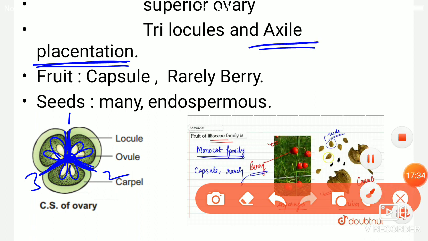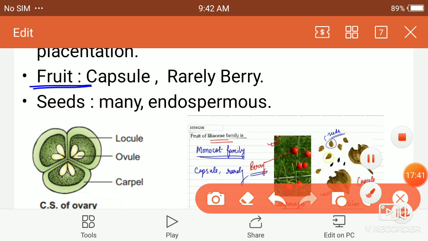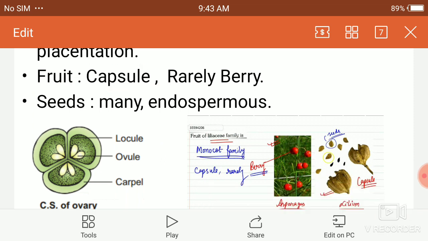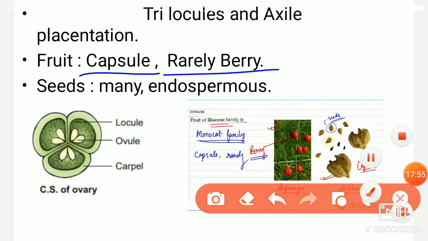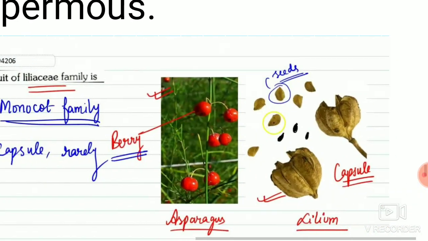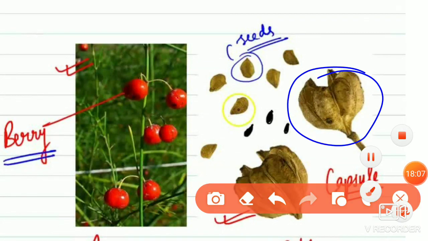And here the fruit. The next is the fruit. What type of fruit is it? The fruit will be mostly capsule and rarely berry. We know the meaning of the capsule, that means the pericarp is just thin and we cannot have an edible part in that. So this is the capsule.